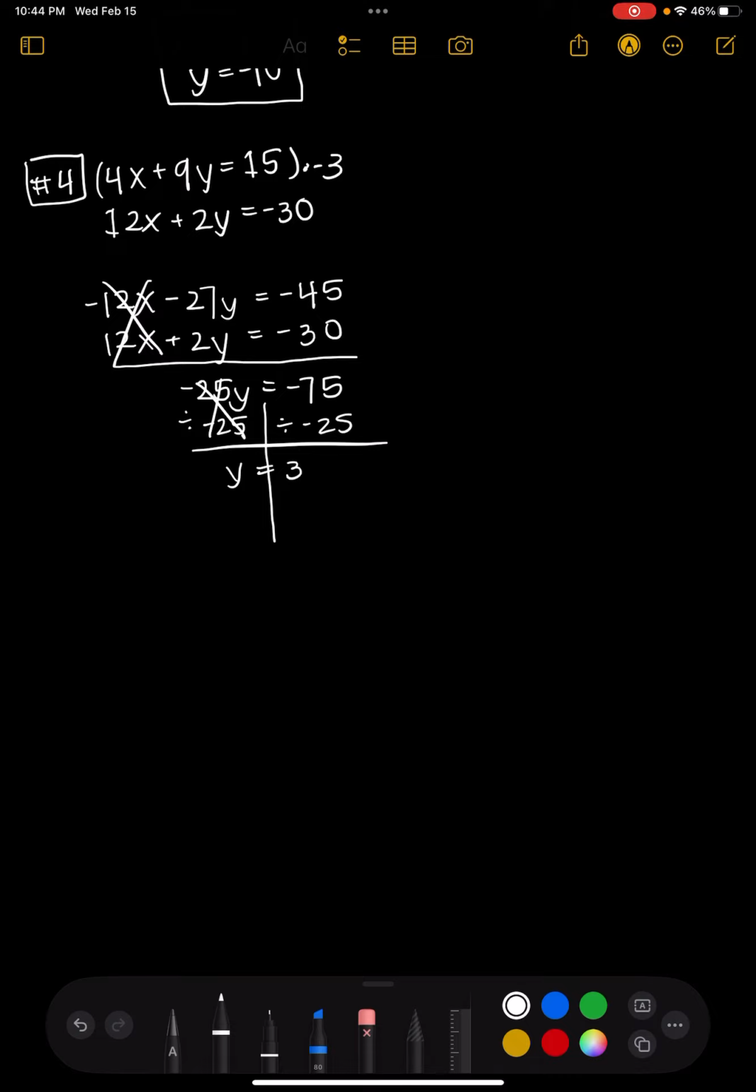That's not our full answer. We have to solve for x. To solve for x, I'm going to take one of my top equations. I'm going to use the bottom one again, so 12x plus 2y is equal to negative 30. But now that I know y is equal to 3, I'm going to replace the y with 3. And then solve. So to solve, I'm going to multiply the 2 and the 3, which gives me 6.